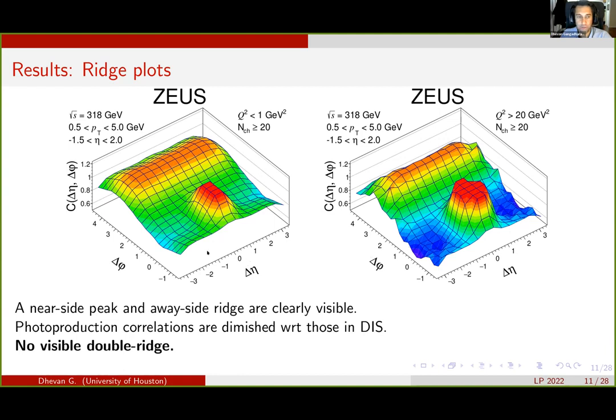Now, these plots don't have any systematic uncertainties, as always. So these are just qualitative, but it's clearly not something that just pops out, this double ridge that you see in hadronic collisions at the LHC.